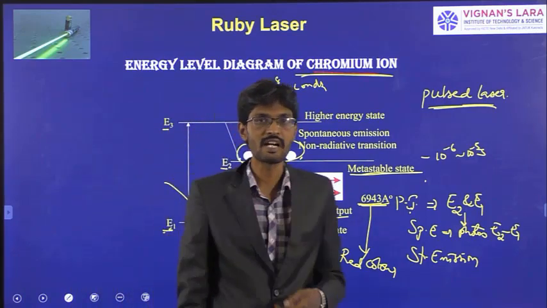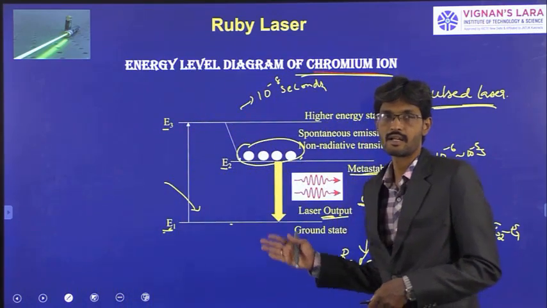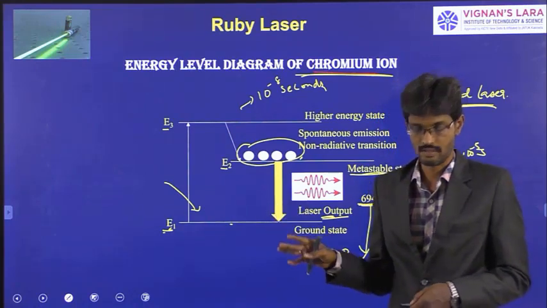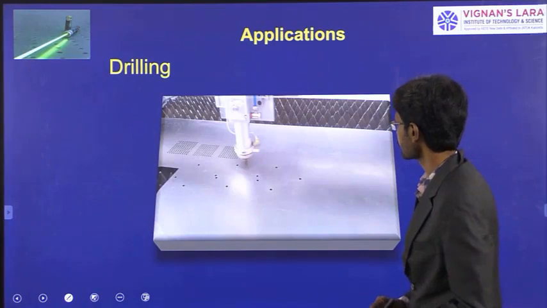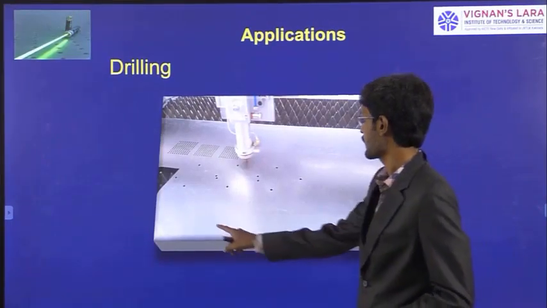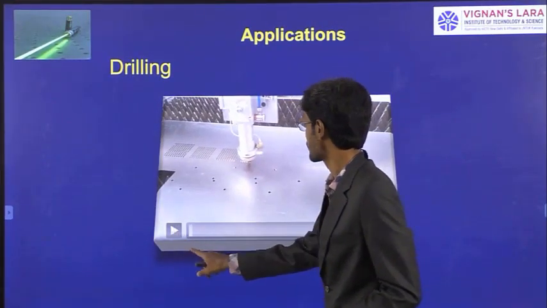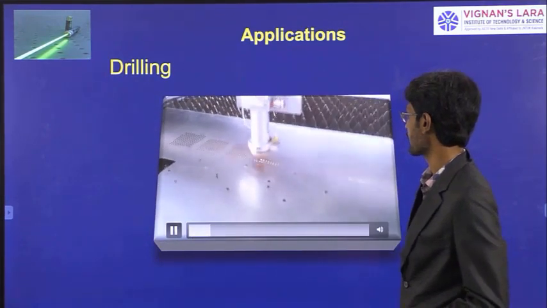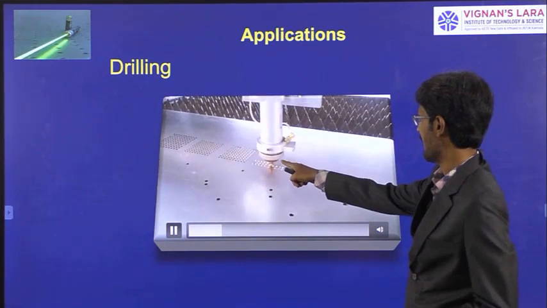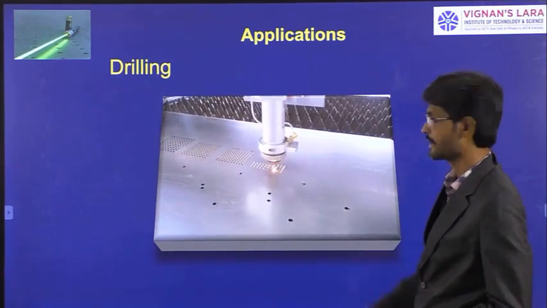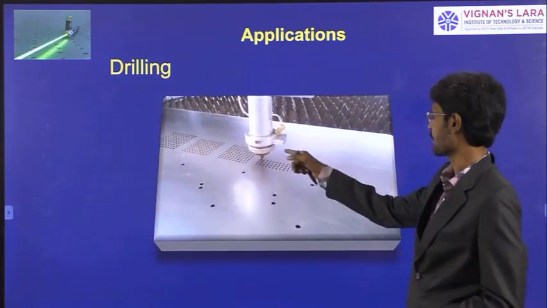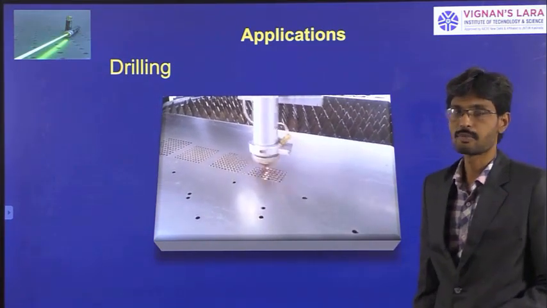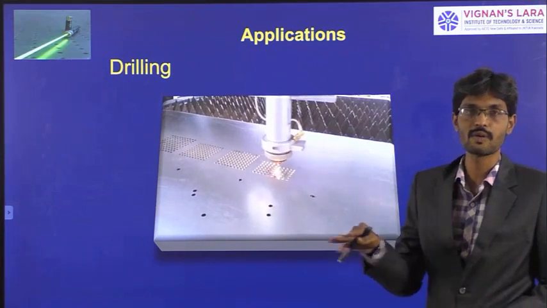Now let us see some applications where these pulsed lasers or solid state lasers are used in industry. You can see this video here, where the pulsed laser is drilling the metal. You can see clearly the sparks of the laser. This is one of the solid state lasers which produces a pulsed laser output, and this pulsed laser is used for drilling.